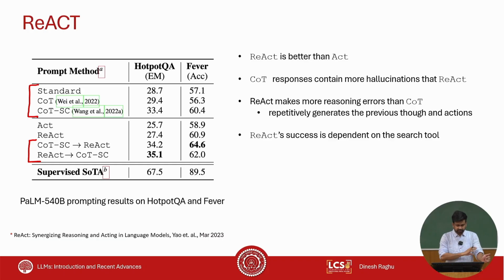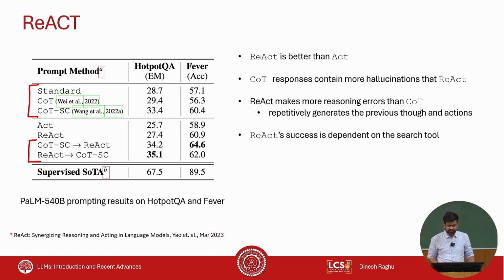So here the conclusions are that REACT was always better than ACT, right? So it's good to always have thought. That is one conclusion you can make. And the second is, like I mentioned earlier, chain of thought is more likely to hallucinate than REACT, because with REACT you can show where you got the information from, and so it's a lot more grounded and less likely to hallucinate. Of course, it's not like it has no likelihood of hallucination. It may still hallucinate when it generates the final answer, even if it contains all the information.